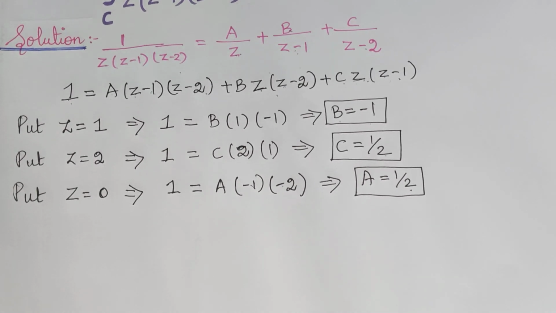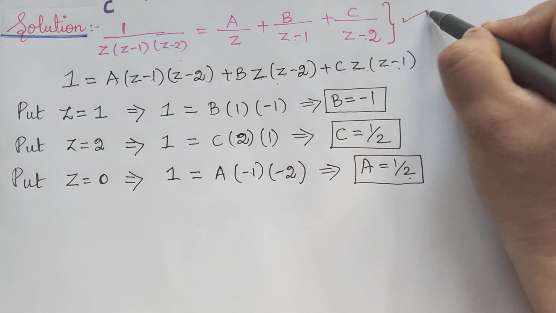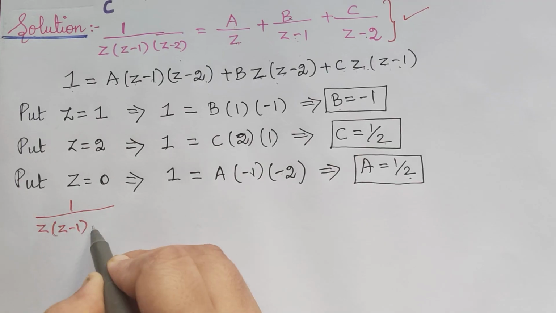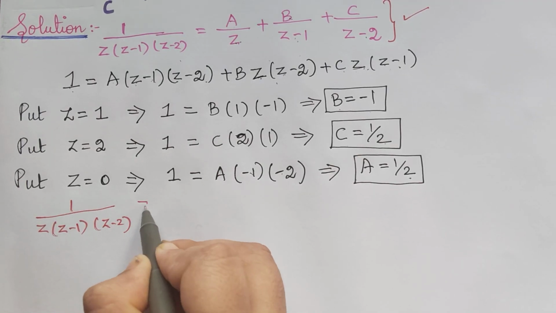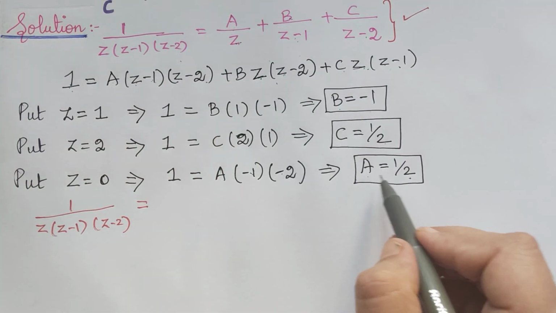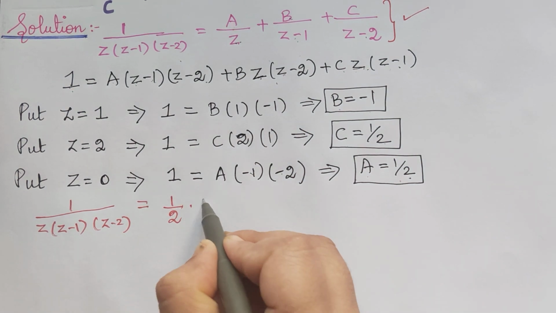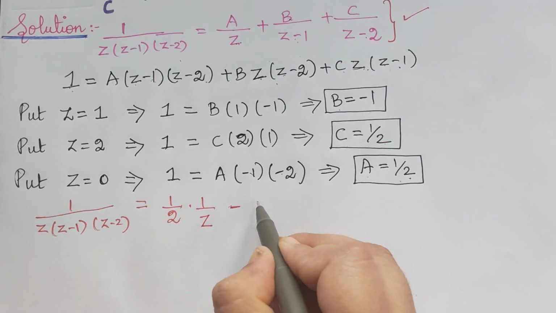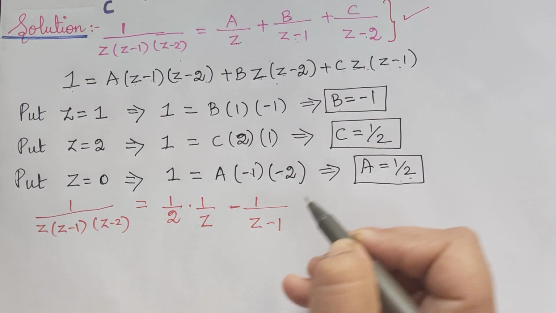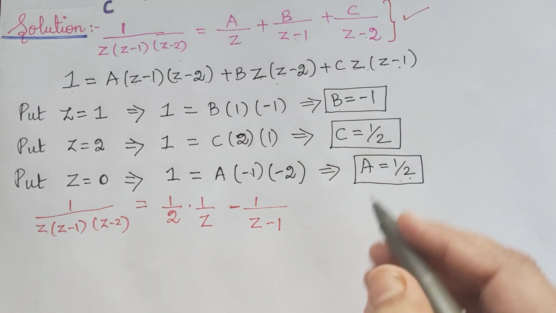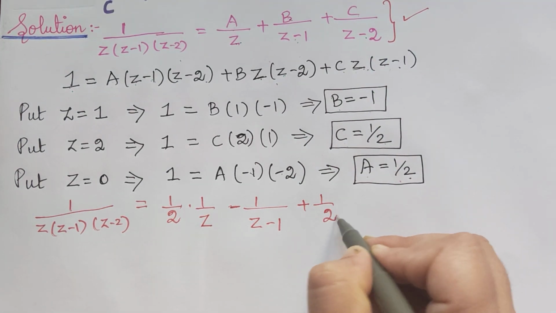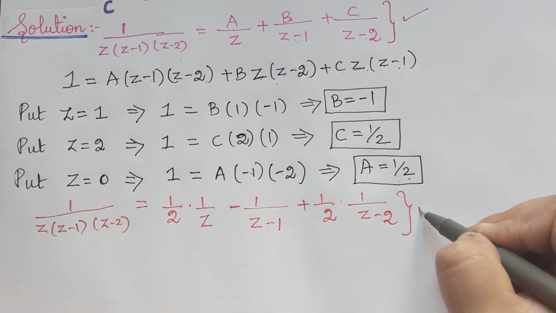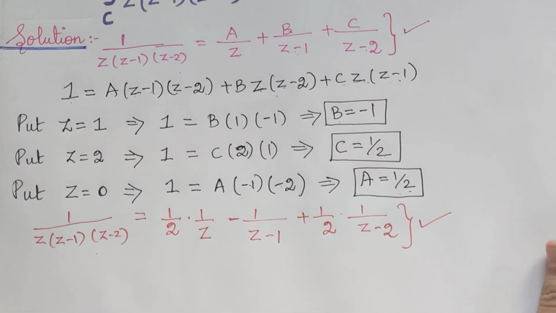Substituting all these values of a, b and c, we get 1 by z multiplied with (z minus 1) multiplied with (z minus 2) equal to, what is a? A is 1 by 2, so 1 by 2 multiplied with 1 by z, and then b is minus 1, so minus 1 by z minus 1, and c is 1 by 2, so 1 by 2 multiplied with 1 by z minus 2. Now we shall make use of this in our required integral.